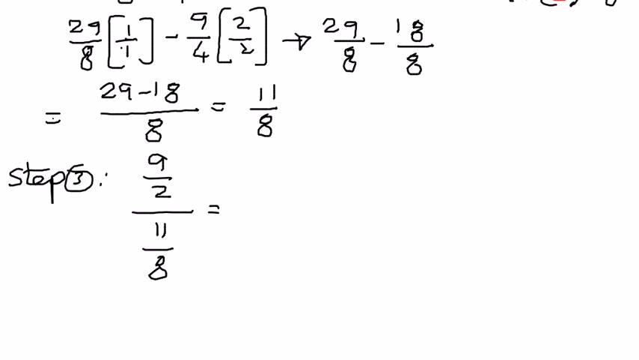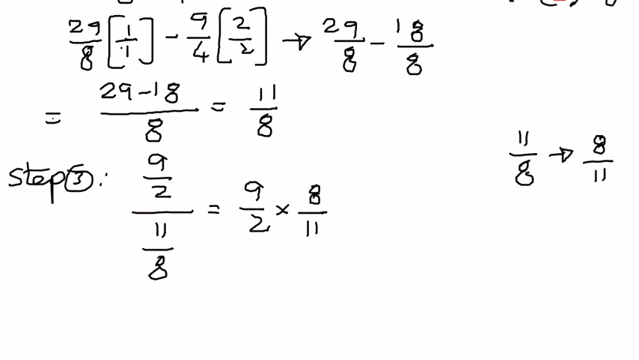We said if we have fractions in the numerator and fractions in the denominator, we write the numerator fraction as is, 9 over 2. We convert the division into multiplication, and then we write the reciprocal of the denominator fraction. We have 11 over 8. The reciprocal of 11 over 8 is 8 over 11. So we're going to write this one as 8 over 11.